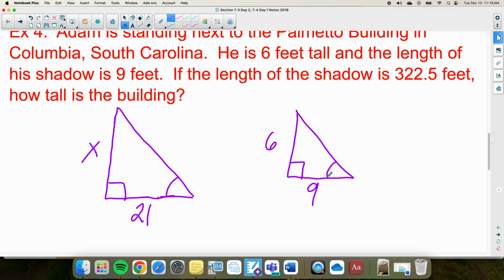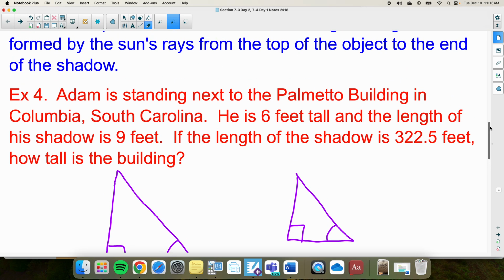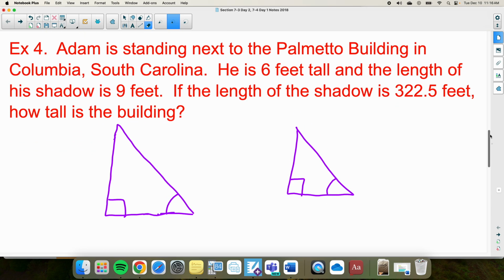So let's change our amounts because we're gonna do an actual question. It says, Adam is standing next to the Palmetto building in Columbia, South Carolina. He is 6 feet tall, and the length of his shadow is 9. If the length of the shadow of the Palmetto building is 322.5, how tall is the building?